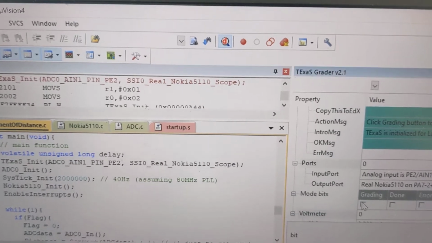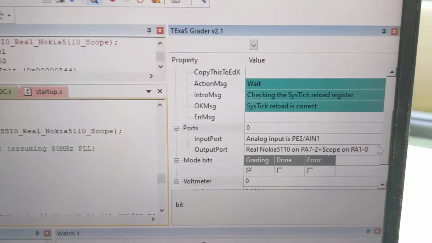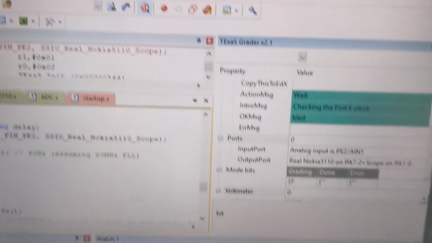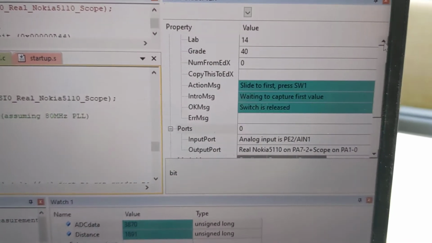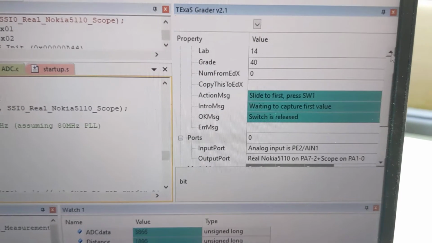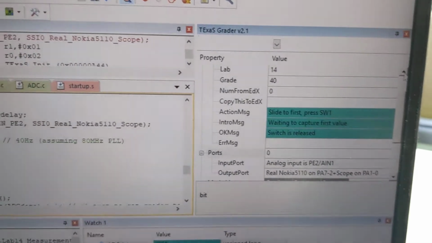So now let's move on to the grading, right? So we have to see all the messages as well. So yeah, it's initializing. Okay, now it's asking me to slide first, right?